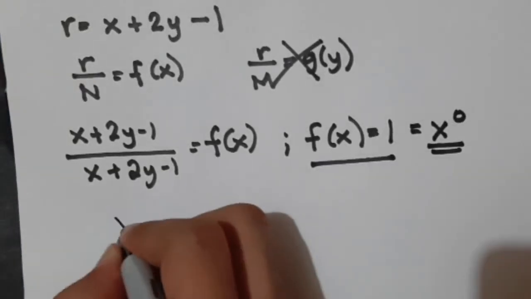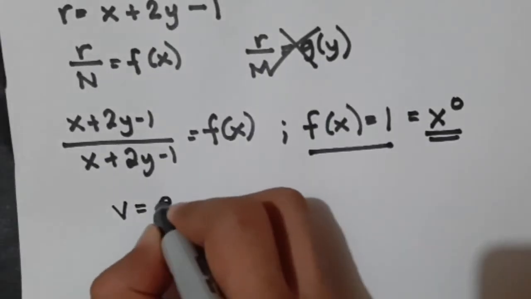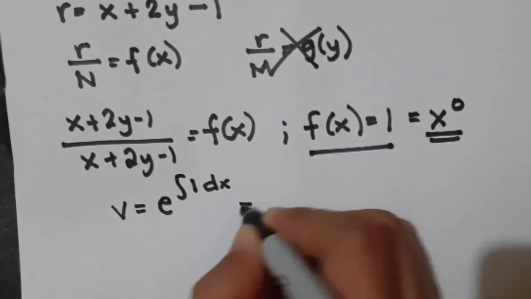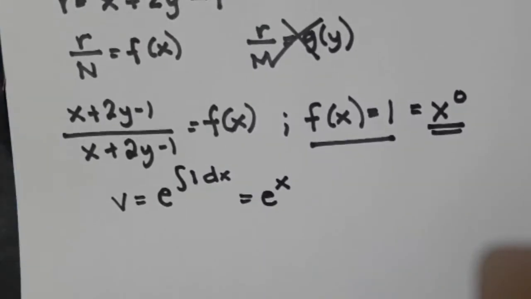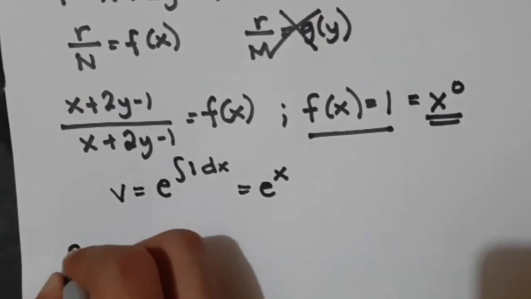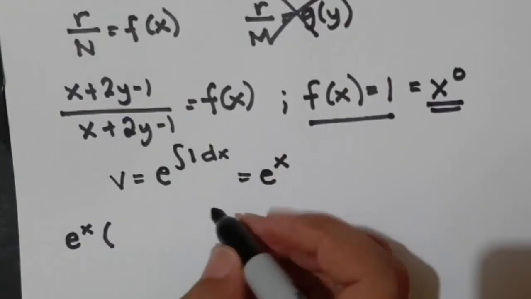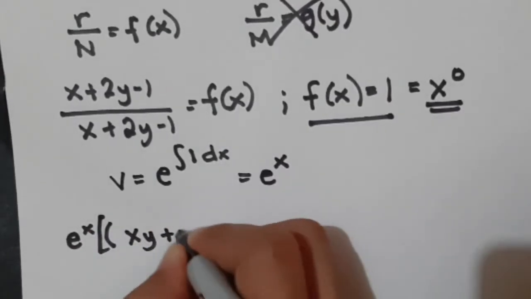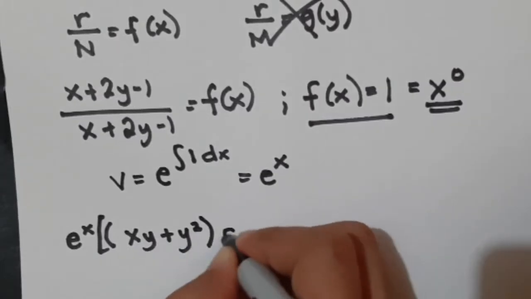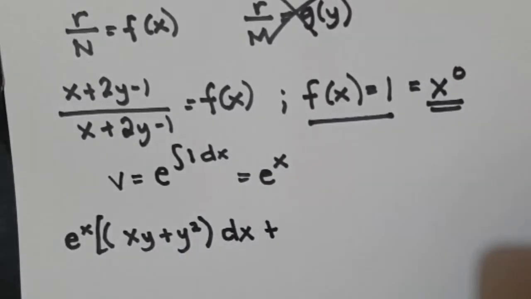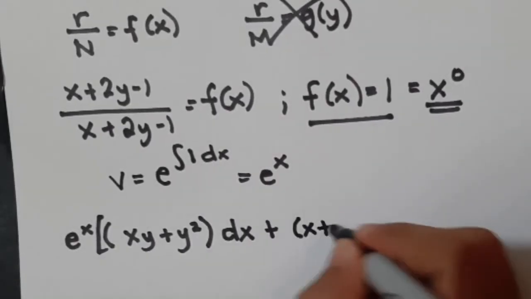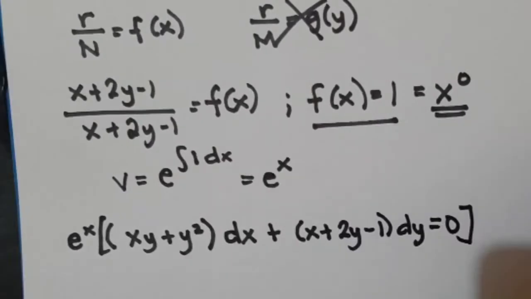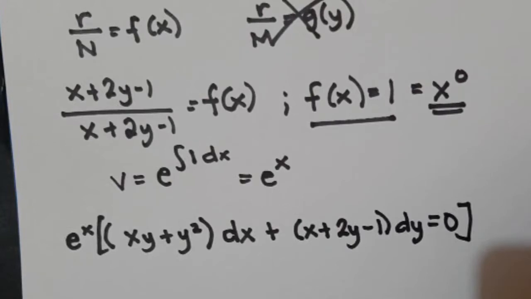So the formula for the integrating factor is e raised to the integral of f of x, which is 1 times dx. So that is e to the x. That's our integrating factor. Our integrating factor is multiplied by our original equation. So the original equation is xy plus y squared dx plus x plus 2y minus 1 dy is equivalent to 0. We just multiply our integrating factor to our original equation.